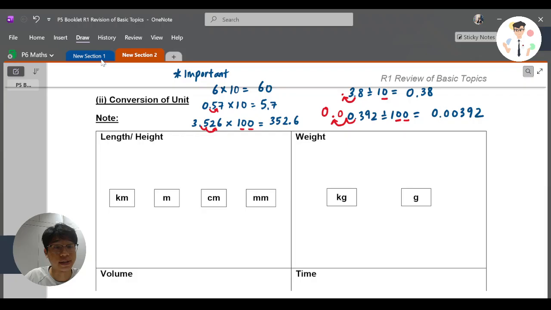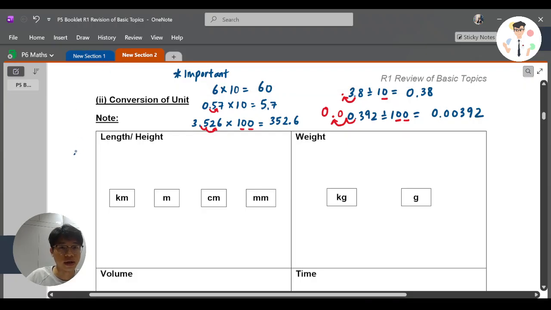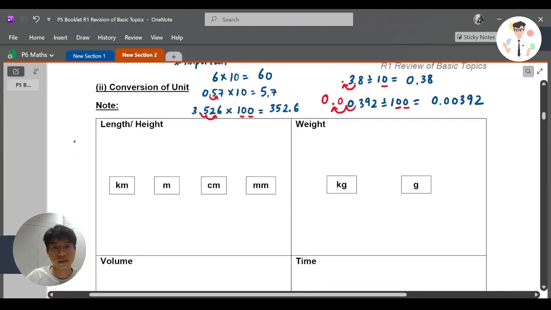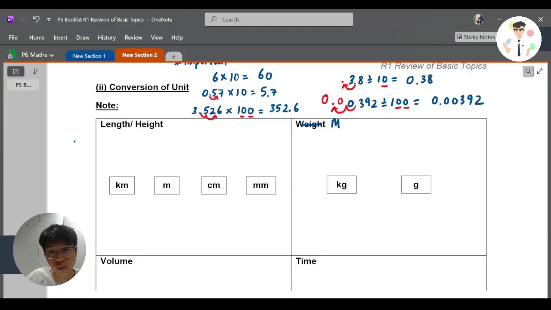Okay, so let me just discuss this. First, length or height. Now, km to meter. First thing you should understand is 1 km is equal to 1,000 meter. So in order for you to convert, you need to always multiply by 1,000.